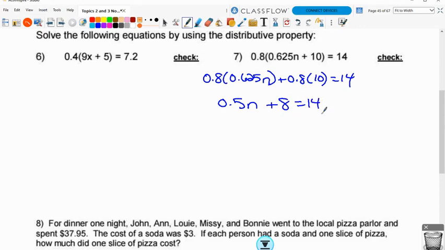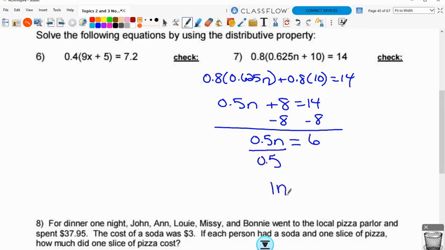We've got to get 5/10 n all alone. There's a positive 8 on the same side, so we're going to subtract 8 on the left, which means we have to subtract 8 on the right. On the left, 8 minus 8 is 0, leaving you with the 5/10 n. And on the right, when you do 14 minus 8, you end up with 6. Okay, so we have 5/10 n equals 6, but I need to get 1 n. So I'm going to have to divide 5/10 n by 5/10 to get that 1 n. So I'm going to have to divide the right-hand side by 5/10 as well. And if you punch in your calculator, 6 divided by 5/10, you're going to get an answer of 12. N is equal to 12.